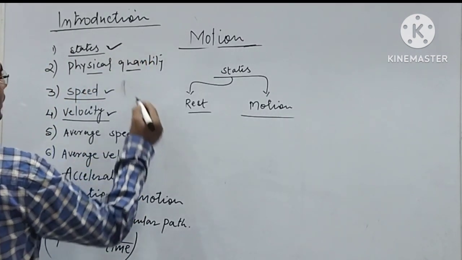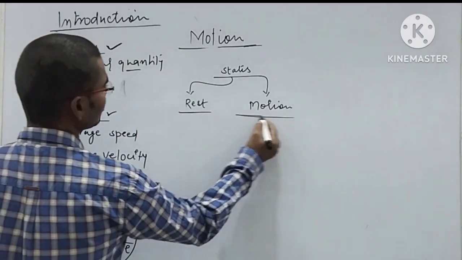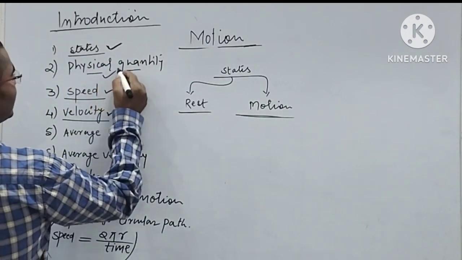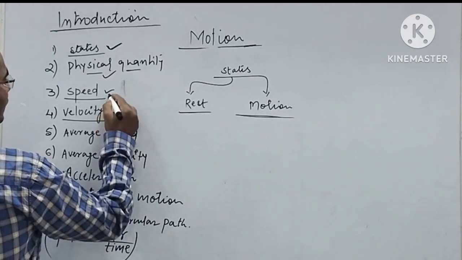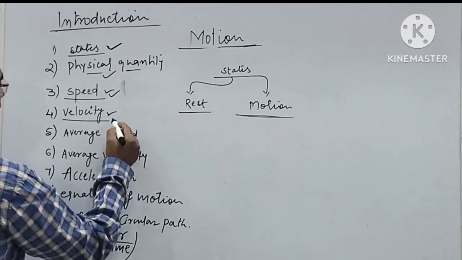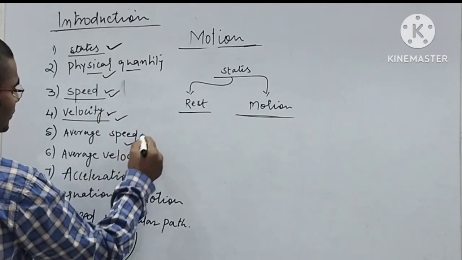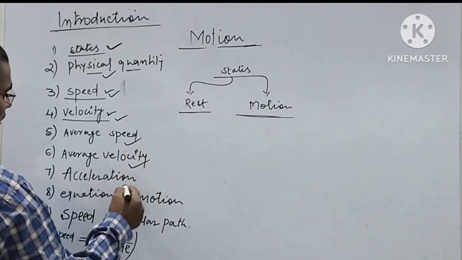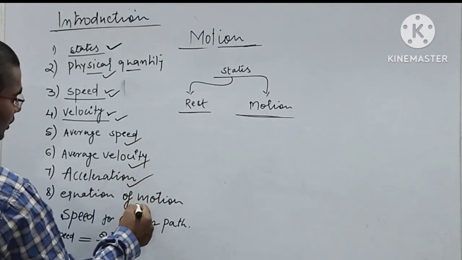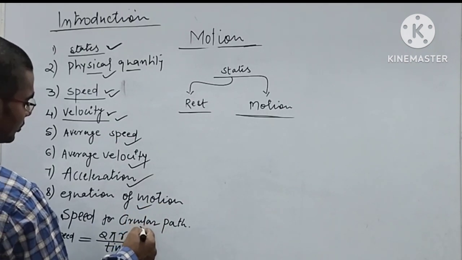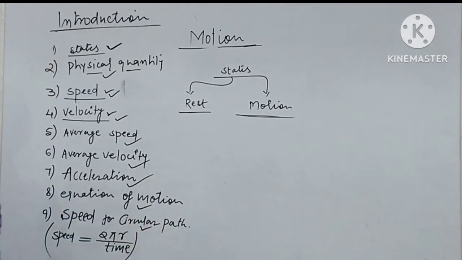First, states. There are two states, rest and motion. Second, physical quantity. Third, speed. Fourth, velocity. Average speed. Average velocity. Acceleration. Equation of motion. And speed for circular path.